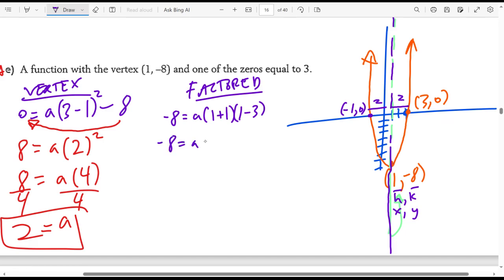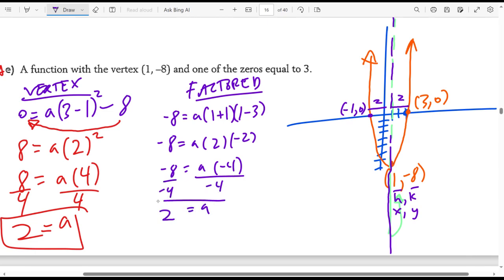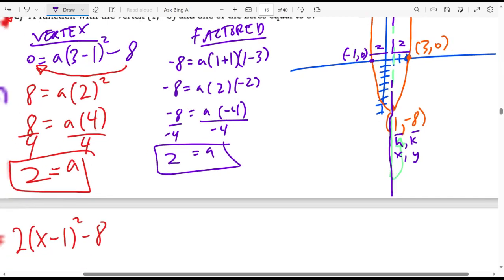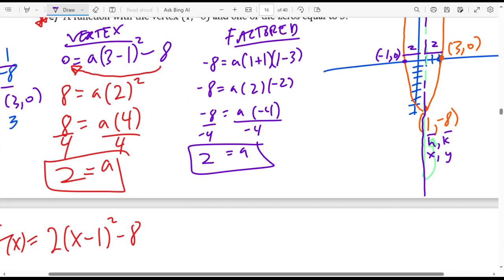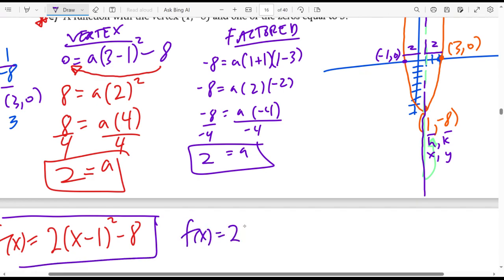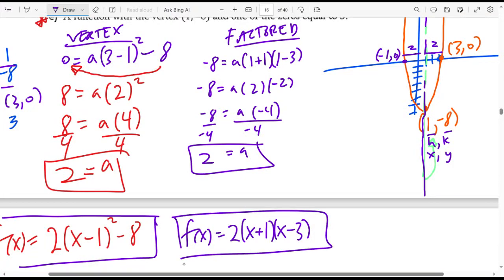Negative 8 is equal to a, 2 times negative 2. Negative 8 is equal to a times negative 4. Divide by negative 4, divide by negative 4. A is equal to 2. Got the same answer both times, but this was the answer in factored form, and this is going to be the answer: 2 times (x plus 1)(x minus 3). That is going to be the answer in factored form.